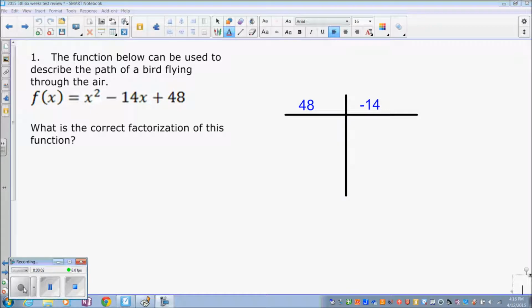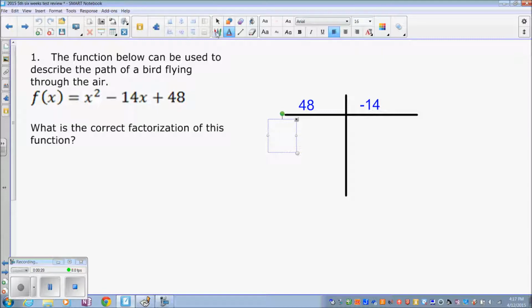Okay, number one on your review says the function below can be used to describe the path of a bird flying through the air. f of x equals x squared minus 14x plus 48. What is the correct factorization of this function? So for this one to do the factors, you have to figure out what are factors of 48 that if you added them up, they would equal negative 14.